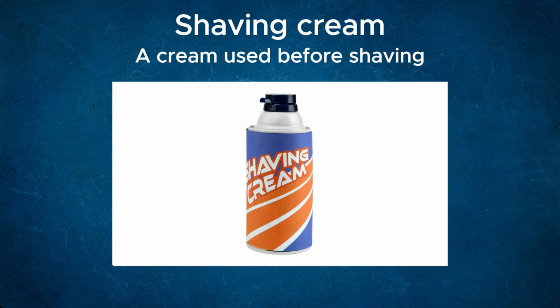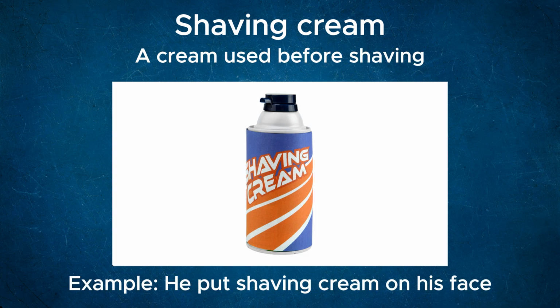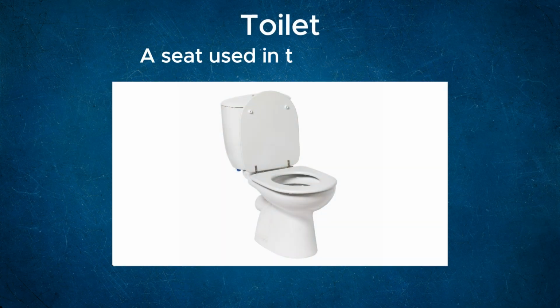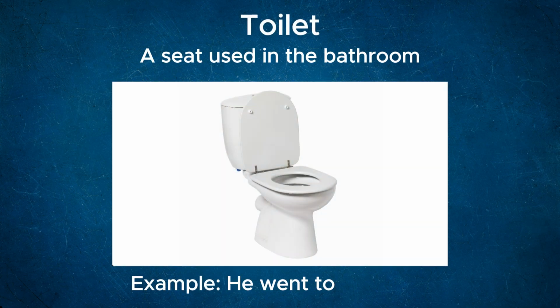Shaving cream. A cream used before shaving. Example: he put shaving cream on his face. Toilet. A seat used in the bathroom. Example: he went to the toilet.